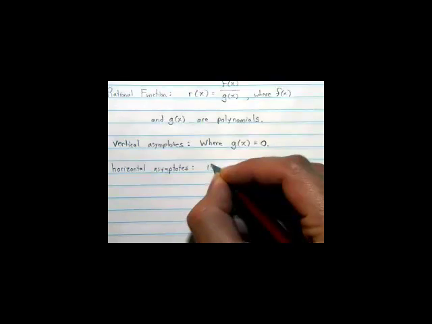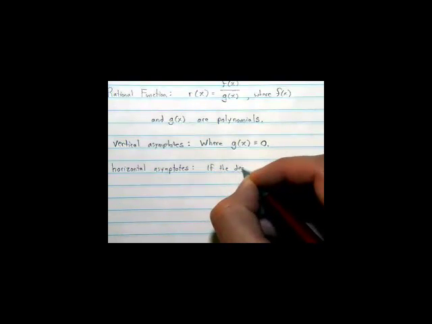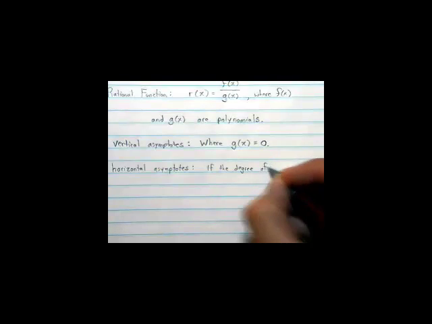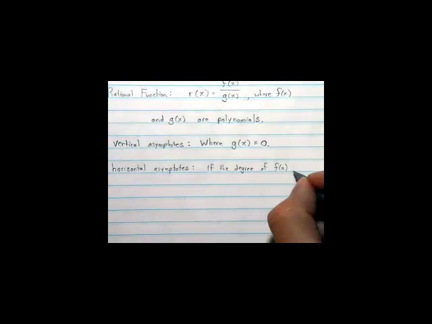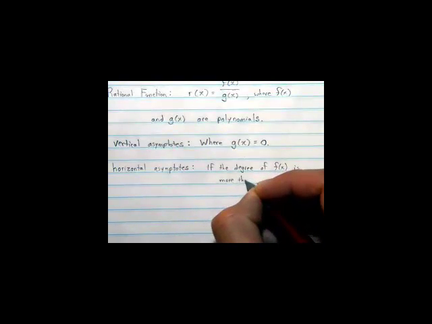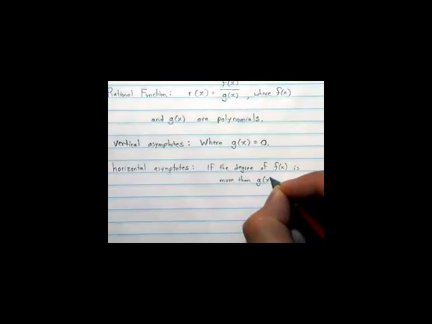So if the degree of f of x is more than g of x, what happens in that instance? Think about a horizontal asymptote: it essentially is talking about, as x gets really, really large, what's happening to the value of the entire function. We're talking fractions now, okay?